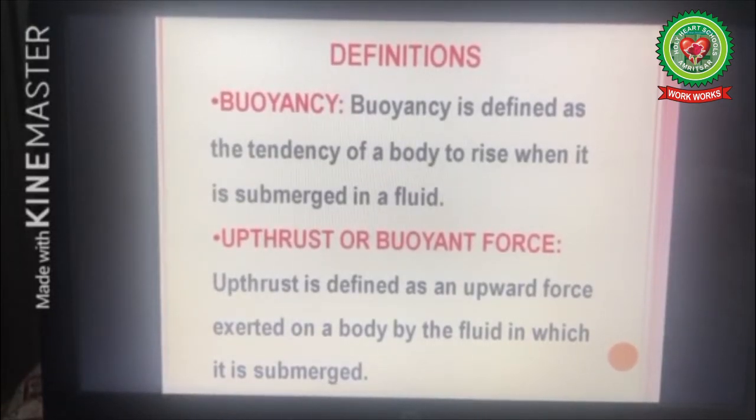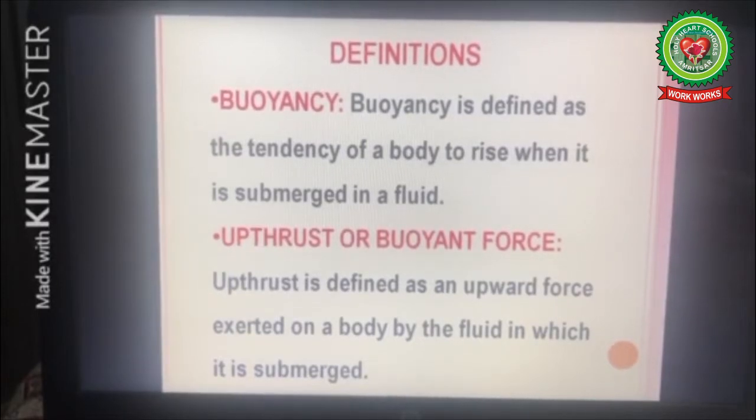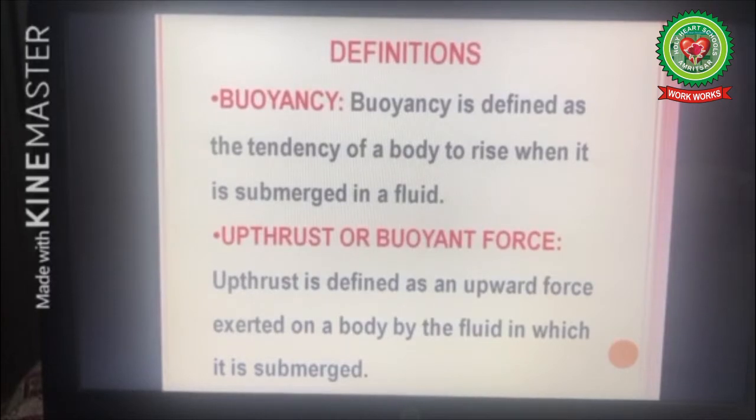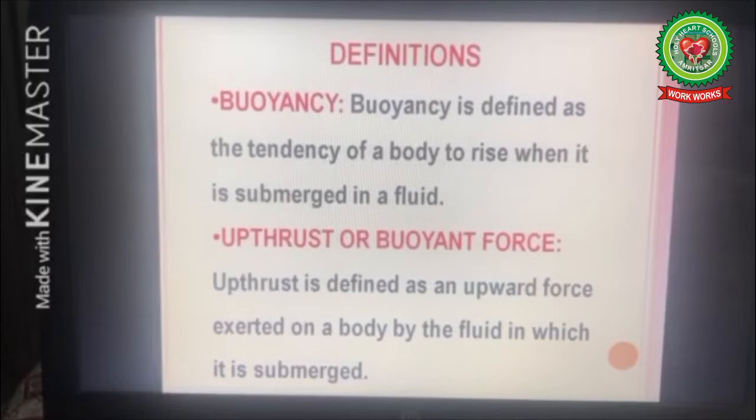The body bounces back when we try to push it in the water. So buoyancy is defined as the tendency of a body to rise when it is submerged in a fluid. Fluid is anything which can flow, my dear children. Gases and liquids come in fluids. Then we'll explain upthrust. Buoyancy is a property, it is a tendency. Upthrust or buoyant force is defined as the upward force which is exerted on the body by that fluid in which it is submerged. Due to this force, the body bounces up.